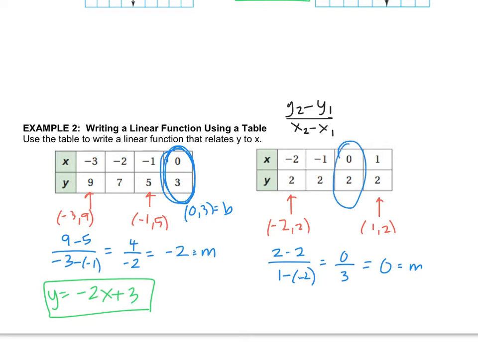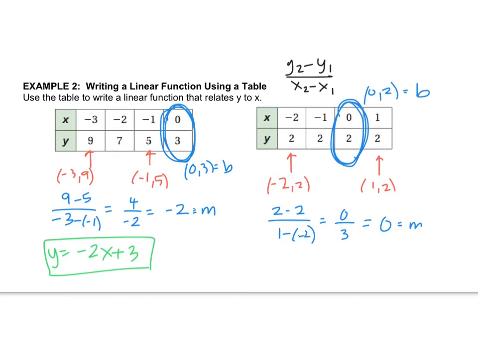The y-intercept is right here because it's when the x value is 0. So 0, 2 is the b value. So now I put it all together, and we get y equals 0x plus 2. Do you remember the better way of writing that? It's y equals 2, because if there's 0 x's, don't write any x's.